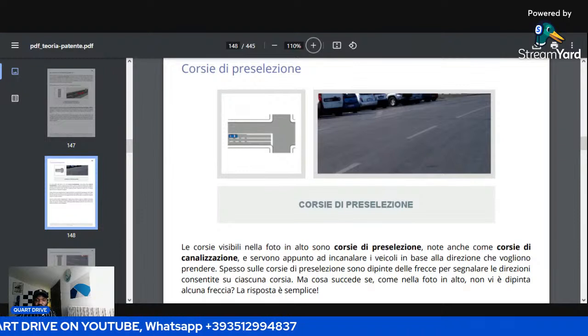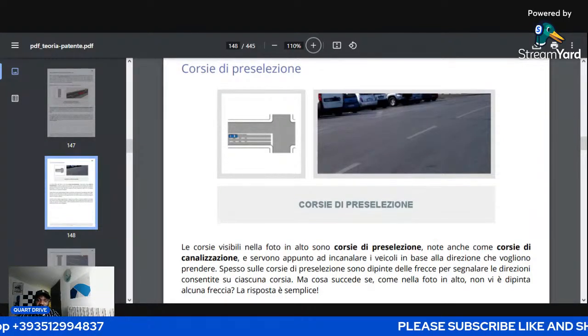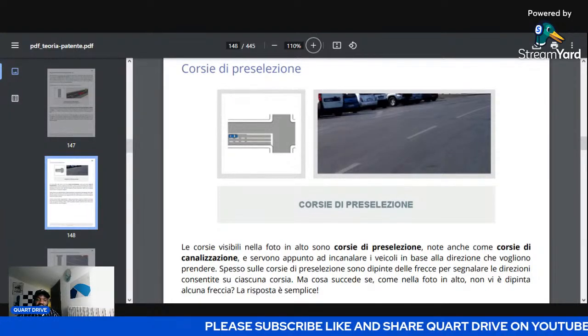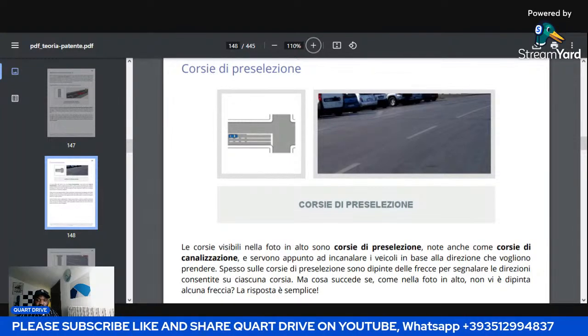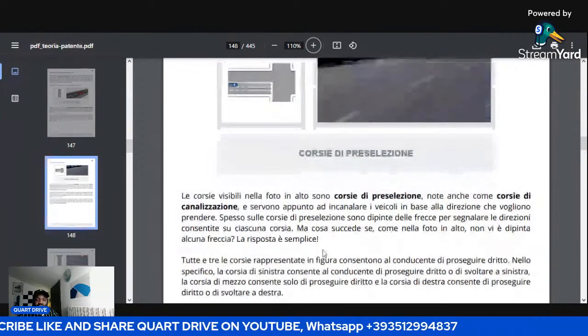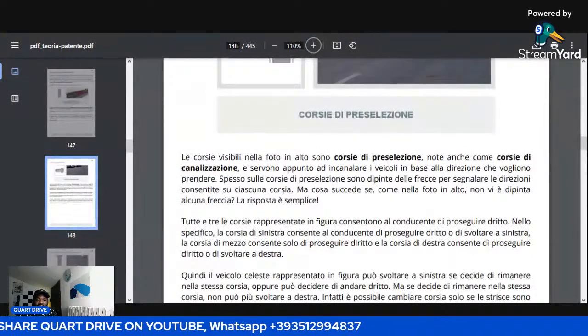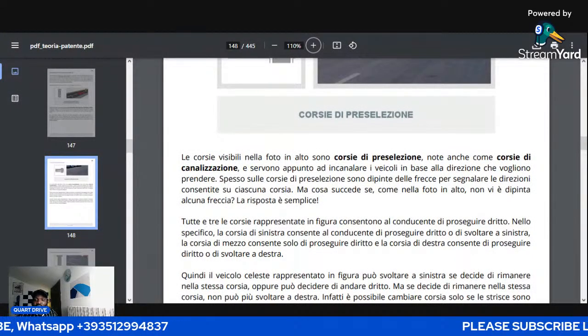So let me read what the book is saying about corsia di preselezione. It says, la corsia visibile nella foto in alto è una corsia di preselezione, nota anche come corsia di canalizzazione, servono appunto a incanalare il veicolo in base alla direzione. That is what I read before. Tutte le tre le corsie rappresentate in figura consentono al conducente di proseguire dritto.